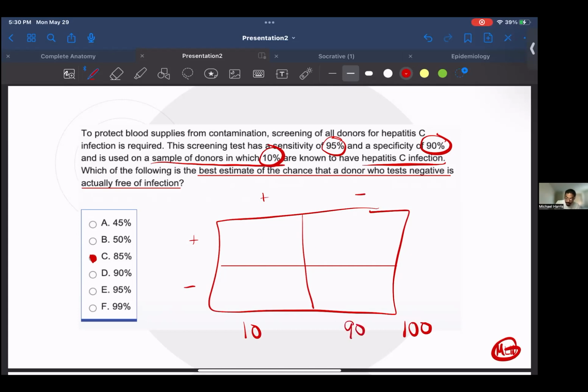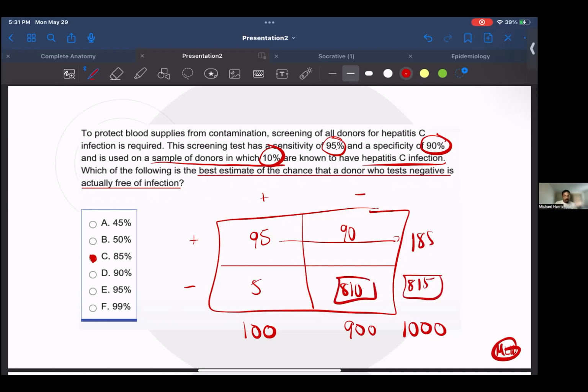That means 90 people do not have hepatitis C. From that, you then multiply to figure out the corresponding X's and Y's, or A, B, C, and D's, right? Now, since this is 95, I think I'll make this bigger. So I can make this 95 and 5, and make this number 90 and 810. Okay? Now, from there, you just add across, right? To 185 and 815. And you're looking for the negative predictive value. So 810 divided by 815.